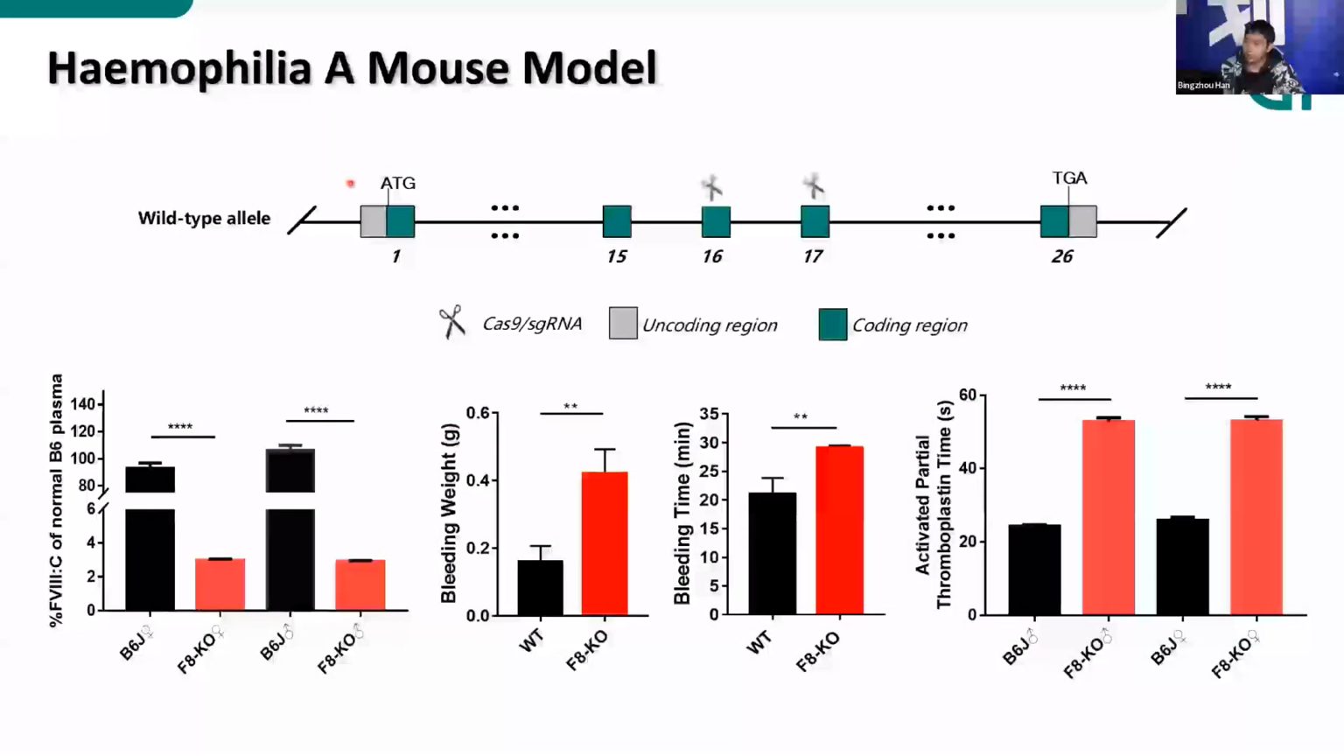So we generated this hemophilia A mouse model by using this deletion strategy, designing two Cas9 sites, one at exon 16 and the other at exon 70, to generate a small deletion in the F8 locus, causing this gene to be disrupted.